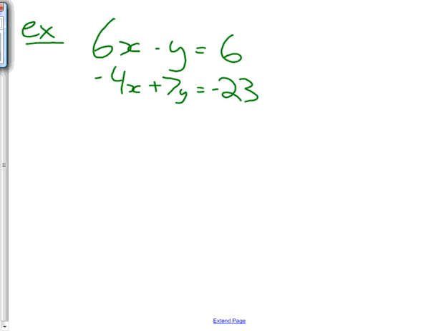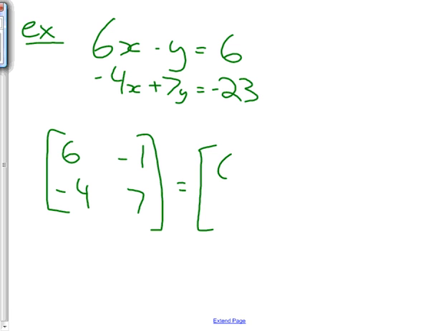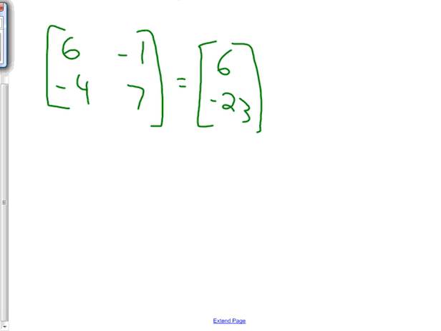So the first thing I'm going to do is put this into matrix form. I have two matrices, one for the left side and one for the right. The coefficients are 6, -1, -4, and 7, and that's equal to 6, -0.3. Then from here, once I have these two matrices, I just put it into the formula.